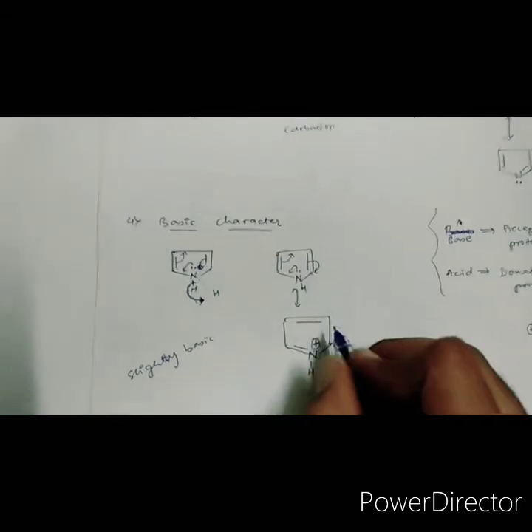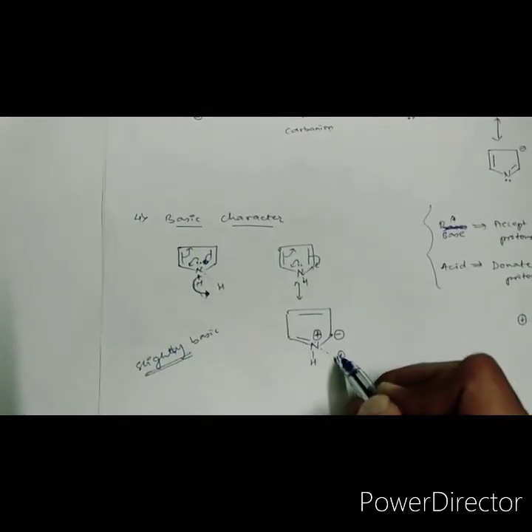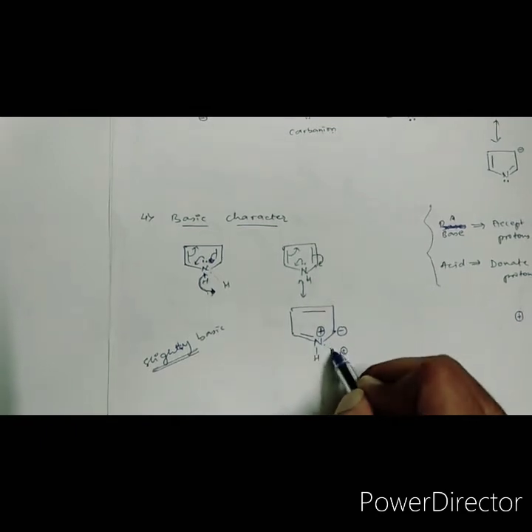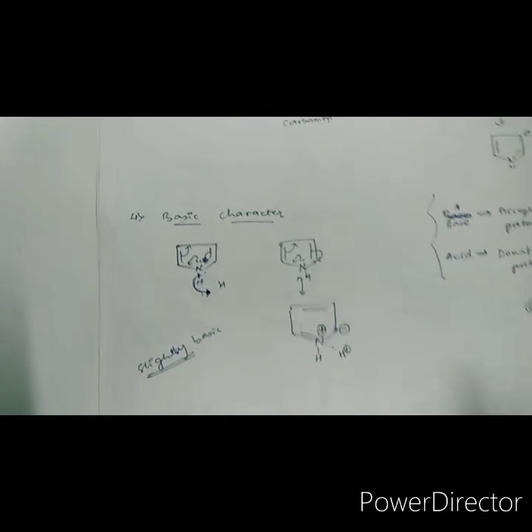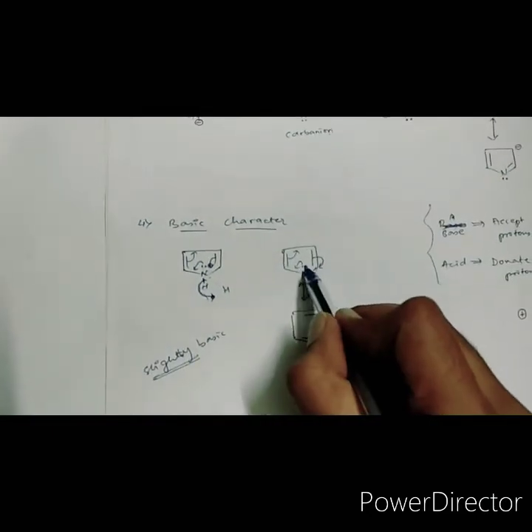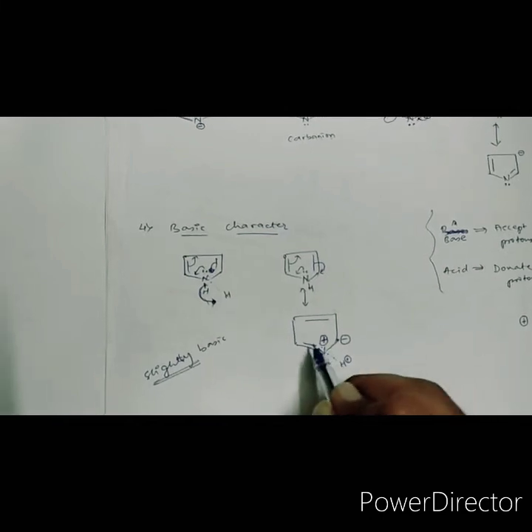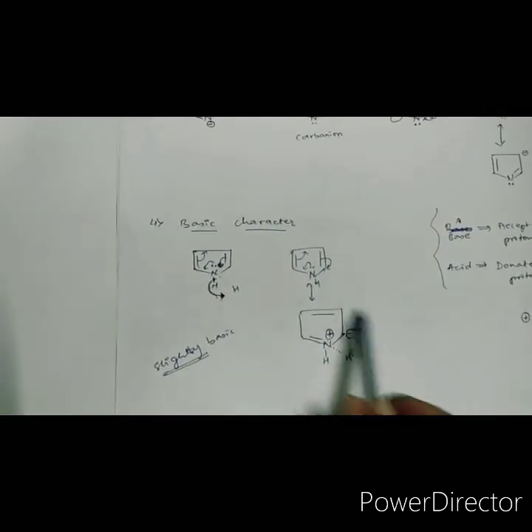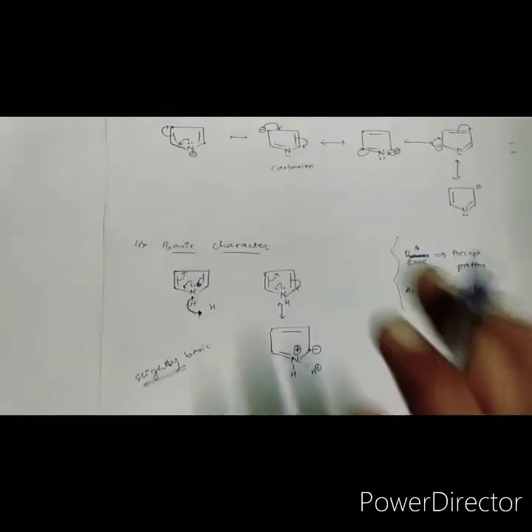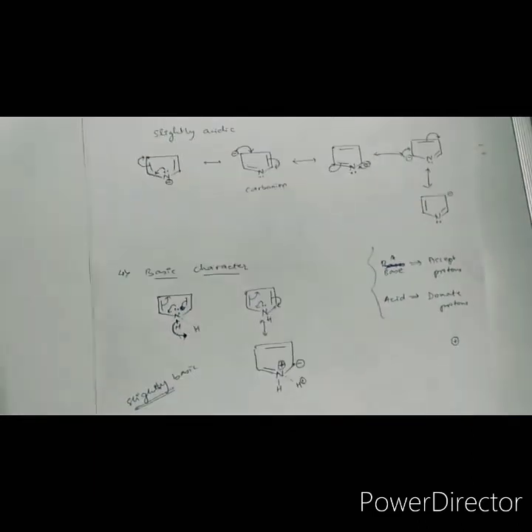It rarely accepts the protons. This means the nitrogen has a slightly basic character. It accepts only when this lone pair of electrons doesn't undergo delocalization. If these lone pair of electrons remain on the nitrogen, then only it will accept the protons, otherwise it won't. So this defines the basic character of the pyrrole. Delocalization of electrons helps in defining both the acidic character as well as the basic character of the pyrrole.